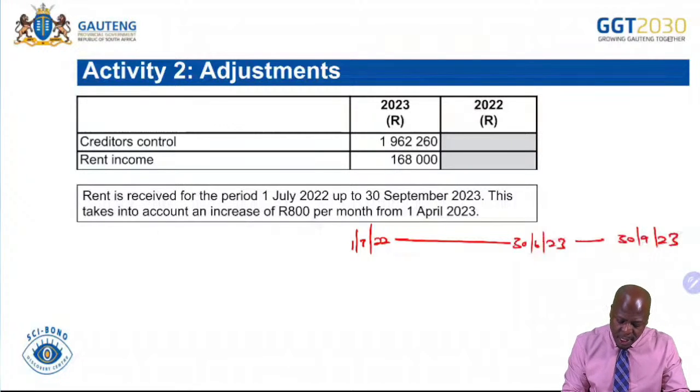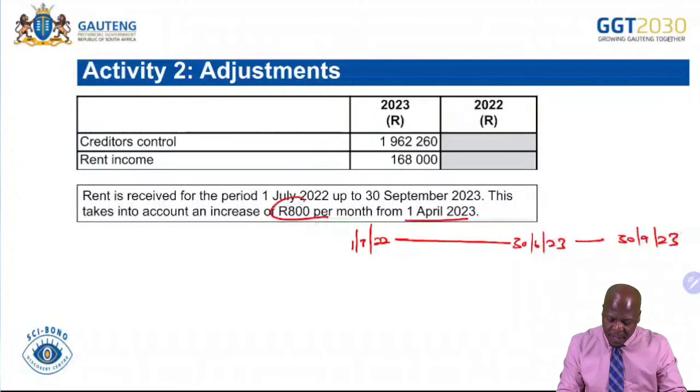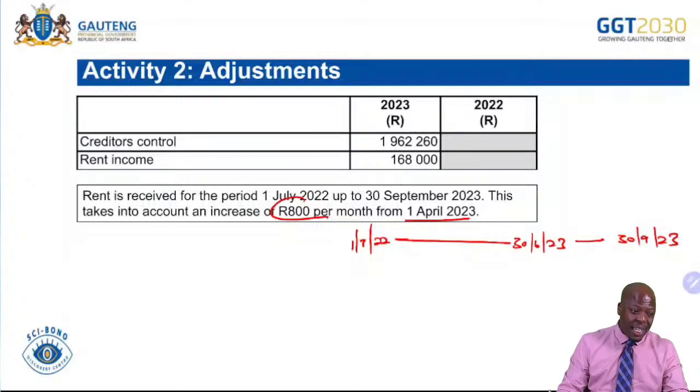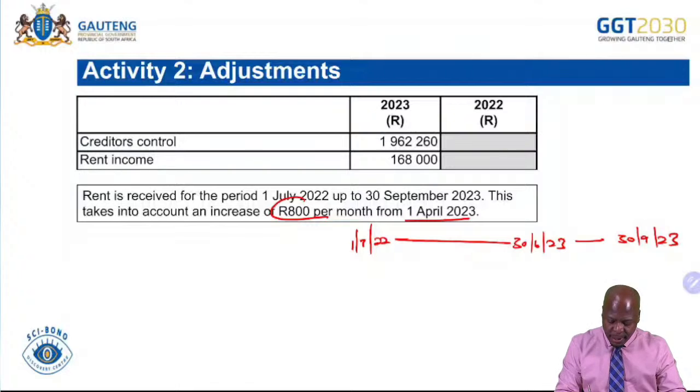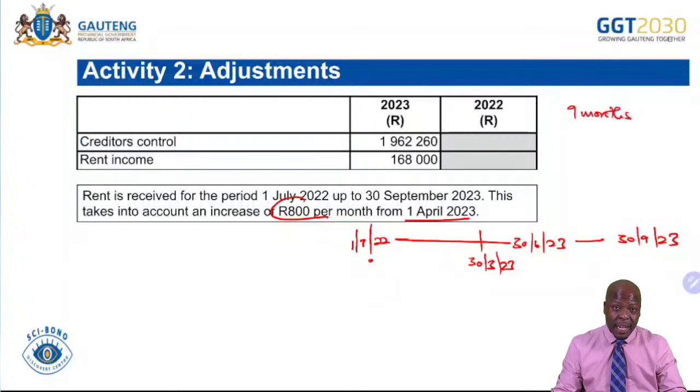So our problem here is we have months whereby we have received rent in advance. But we are told this takes into account an increase of 800 from the 1st of April. So we have months with increase and months without increase. Let's see. The months without increase are starting from the 1st of July 2022, and it increased on the 1st of April. So from July until 30 March 2023, these months are without increase. And those months that are without increase will be your 9 months. These ones have no increase.